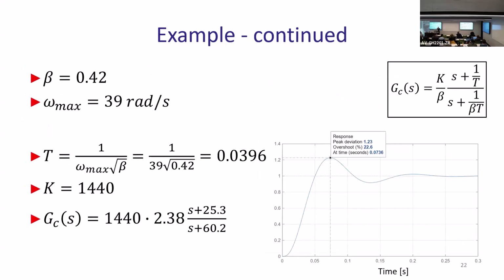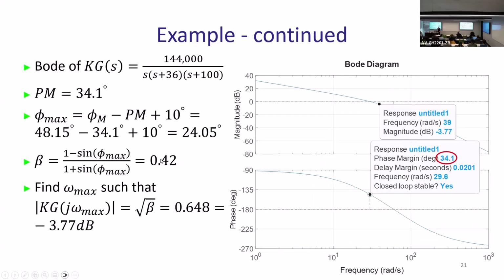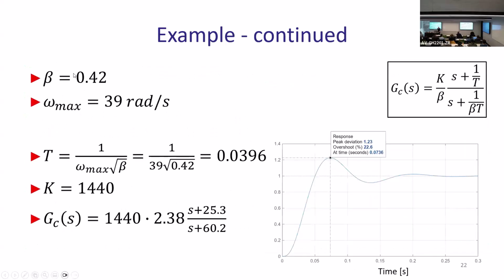I just need to put them in the formula and compute T out of whatever I already computed. So I have beta equals 0.42, again, copying from the previous page. Omega max is 39 radians per second. T I'm computing using that formula, which I showed before, which will be approximately 0.04. And K I computed also before, it's 1440. Remember, all right? That's it.